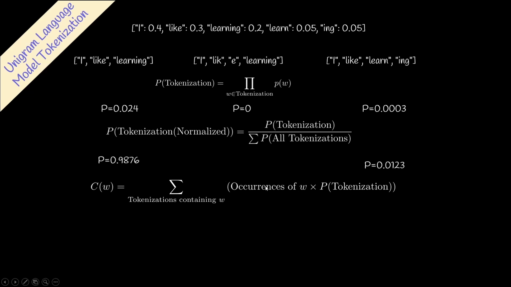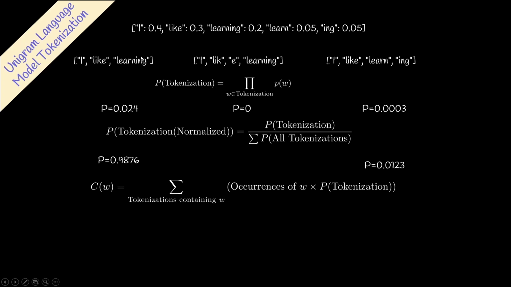For example, let's say the expected count of the word "I" equals, for this particular tokenization, "I" has appeared only once. So the occurrence is 1 times the probability of the tokenization, 0.9876. So 1 times 0.9876, plus for this tokenization we have the same "I" appearing once. So the occurrence is 1 times 0.0123. So the total is 1. In the same way for "like" it is 1 also.